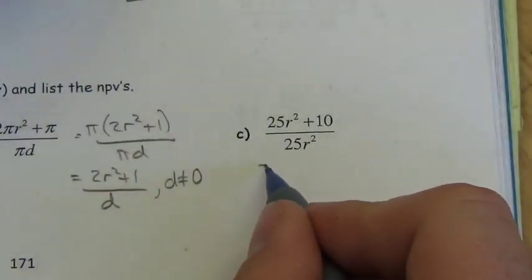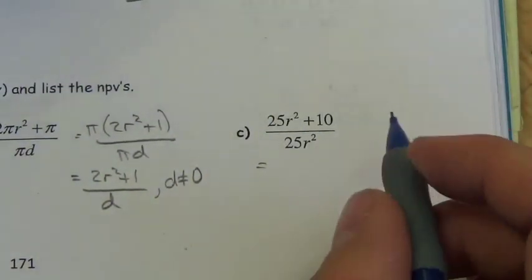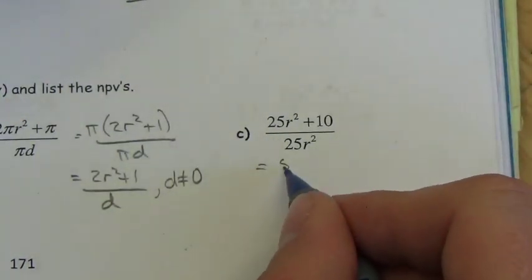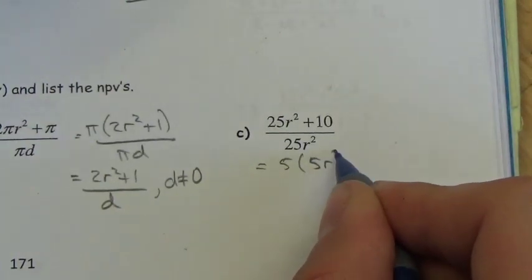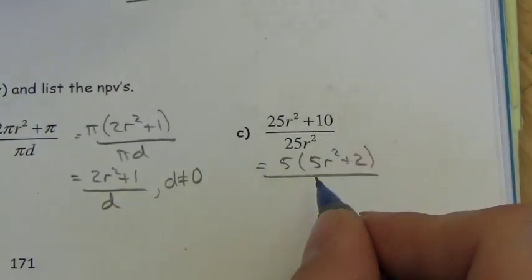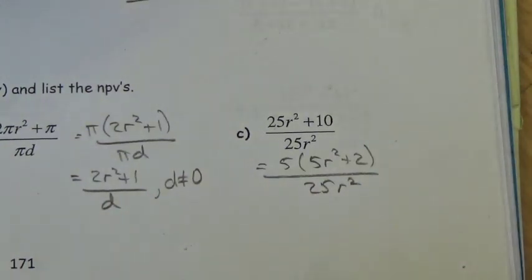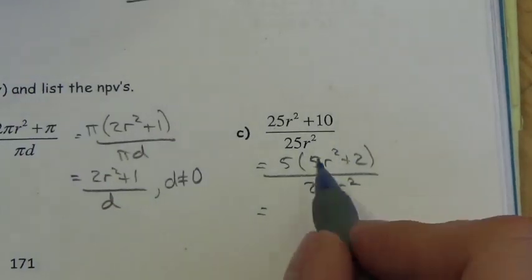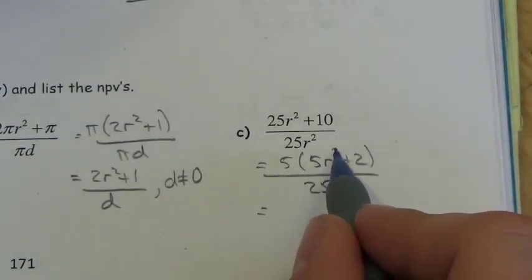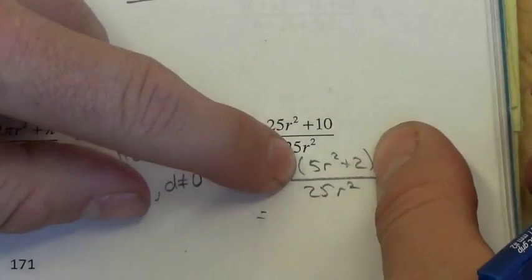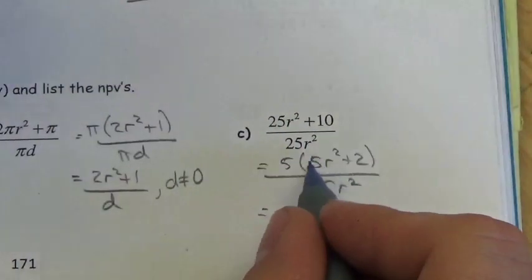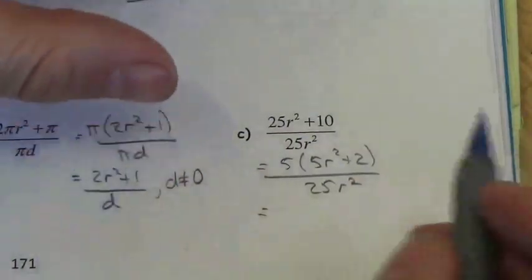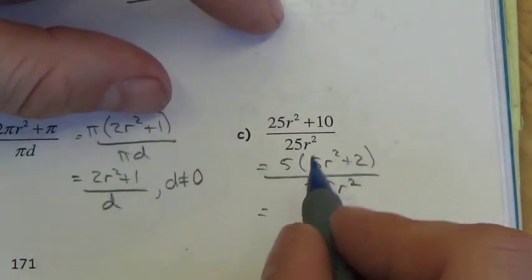Over here. 25r squared plus 10 over 25r squared. Well, I got to factor first. There's a common 5 in the numerator, which will get me 5r squared plus 2 divided by 25r squared. Between the 5 and the 25, there's a common factor. Though there's no common factor between 5r squared plus 2 because I got to treat that all as one factor. I can't just grab a piece from it and cancel it with a 25. I have to use an entire factor here. Well, 5 is sitting on its own as an entire factor.